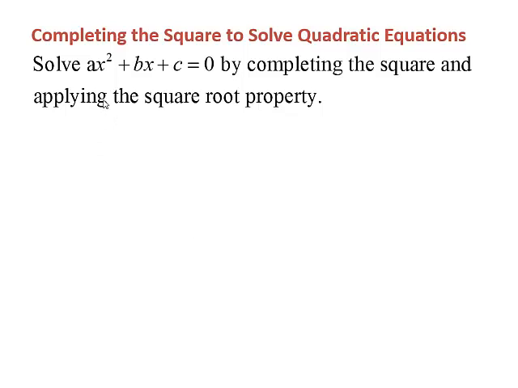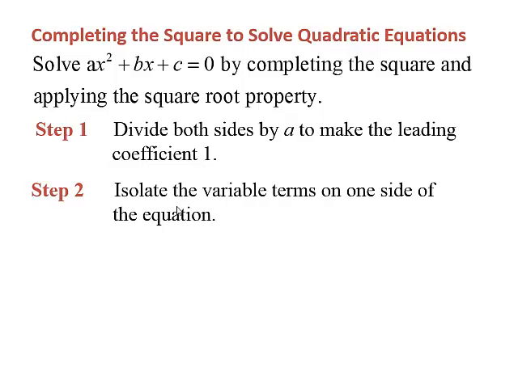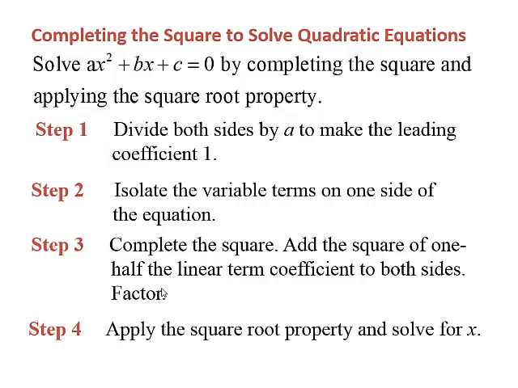So to solve a quadratic equation by completing the square, we will follow these steps. We first have to divide each side by a to make the leading coefficient 1. Completing the square only works when we have a coefficient of 1 on the squared term. Then we isolate the variable terms on one side of the equation. Complete the square, which is we add the square of 1/2 the linear term to both sides, and then we factor. And finally, we can apply the square root property and solve for the variable.